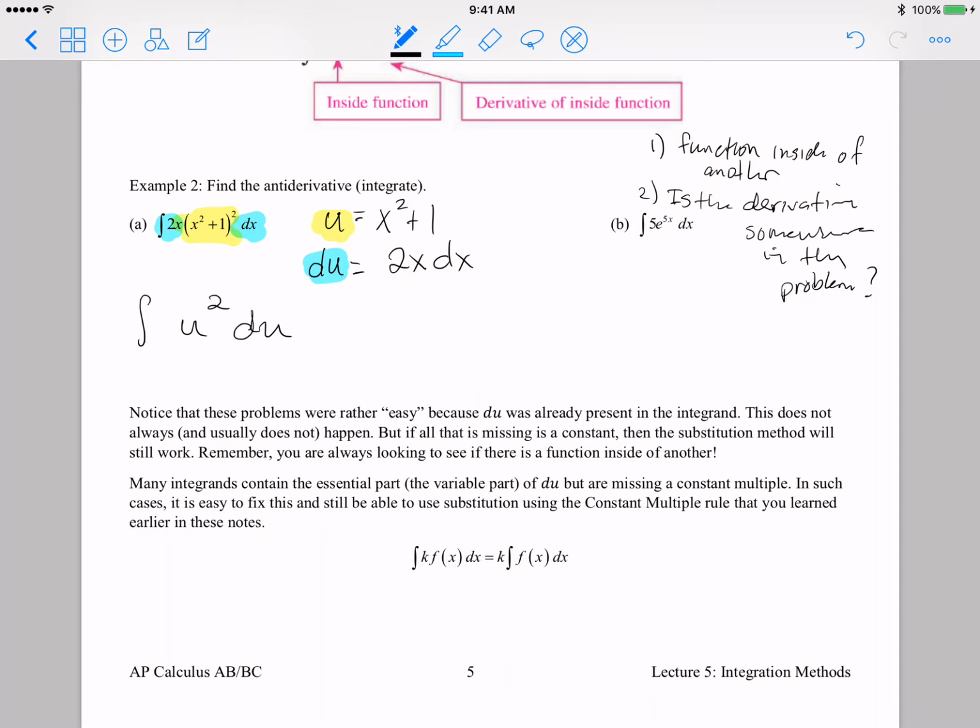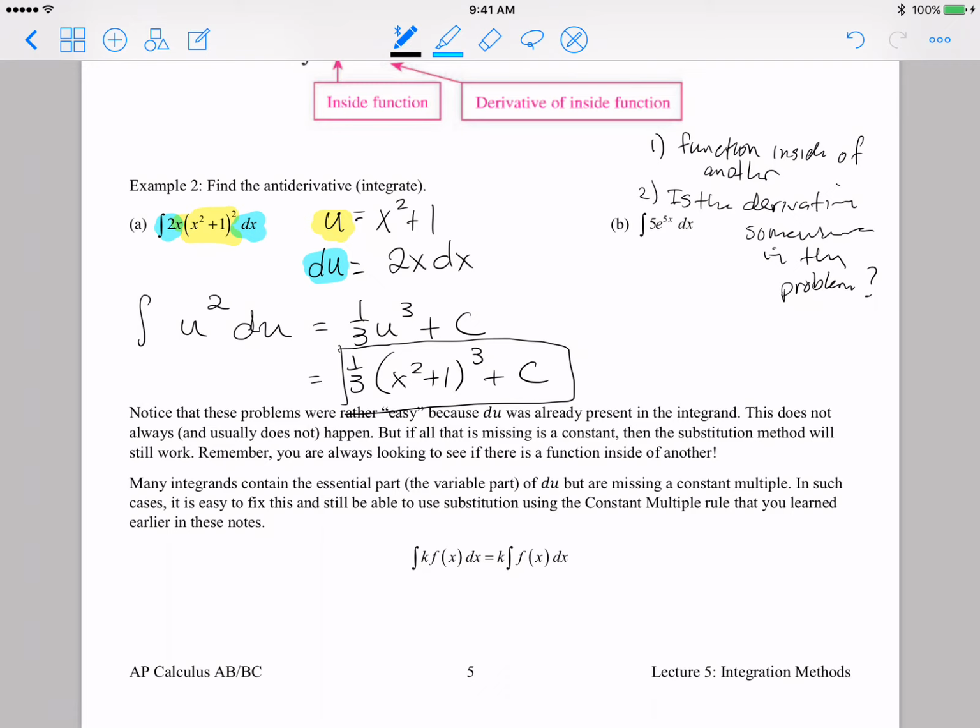Well, now I have the integral of u squared du. I know how to find that antiderivative. It's just using the power rule. So that's going to be 1/3 u cubed plus c. The last thing I want to do is plug back in what u actually is in terms of x. And so my final answer is going to be 1/3 (x squared plus 1) cubed plus c. Okay, and that right there is going to be the final answer.